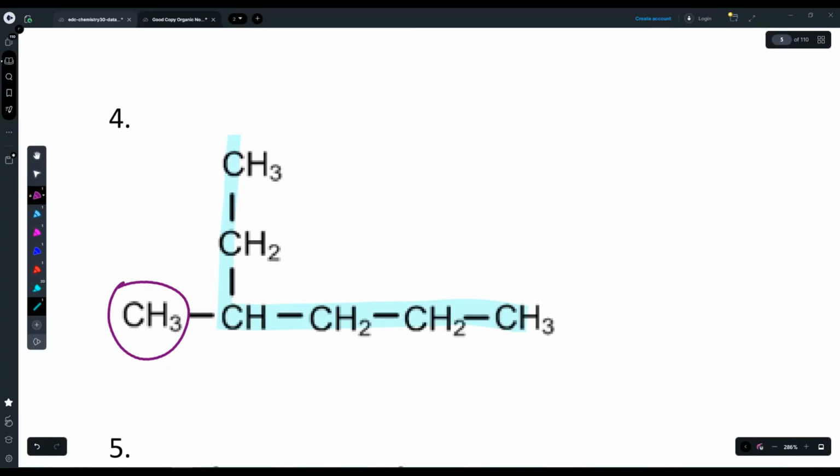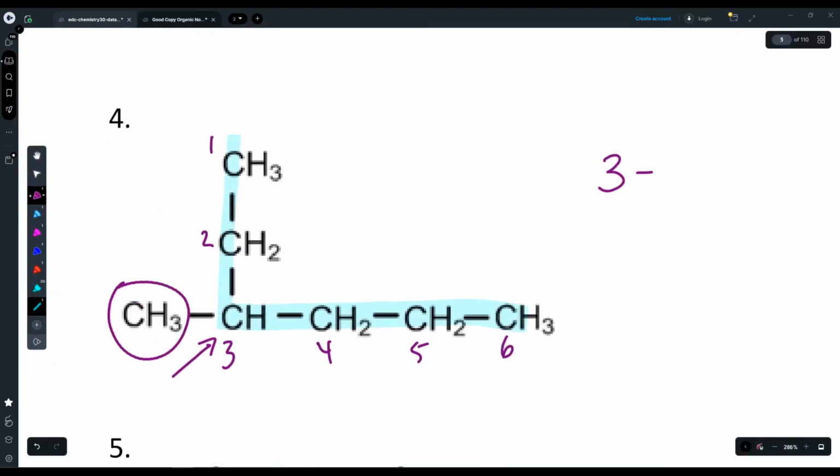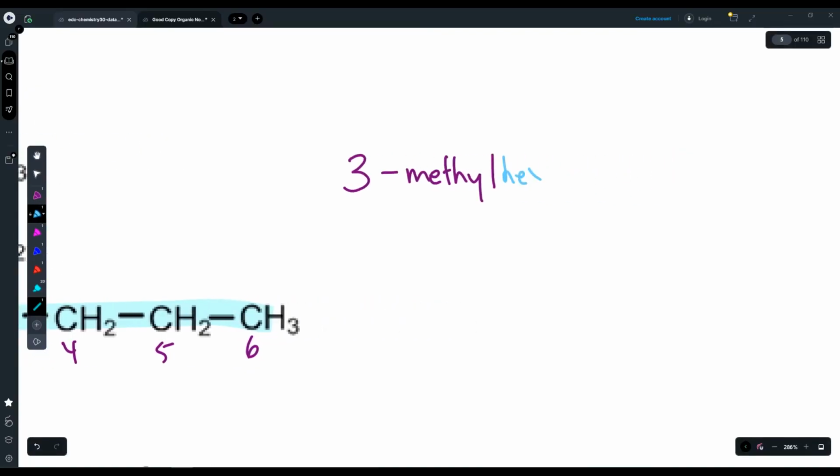Okay, here's my branch. And I need to number this so that the branch has the lowest number on it. So it makes sense to start from here. 1, 2, 3, 4, 5, 6. So my branch is on carbon number 3. So 3, and there's only one branch on this carbon, so I don't need a prefix to mean that there's only one branch. I can just write 3-methyl. Okay, and now I need to talk about my parent chain. There's 6, so that's hex. There's only single carbon-carbon bond, so ANE for our ending.